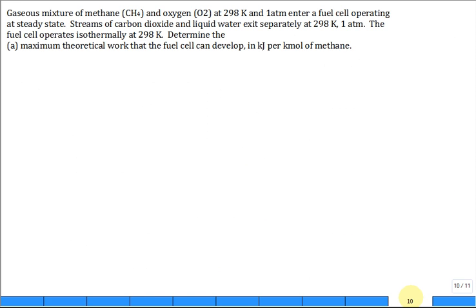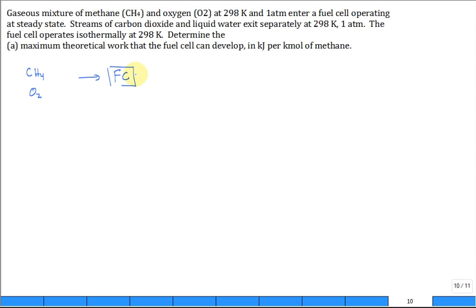Let's solve another problem. We have a gaseous mixture of methane and oxygen at 298 and 1 atm. It enters a fuel cell operating at steady state. So we have a fuel cell, and we have already a gaseous mixture of CH4 and O2. It's not pure CH4 and a separate stream of pure O2. They're mixed coming in.